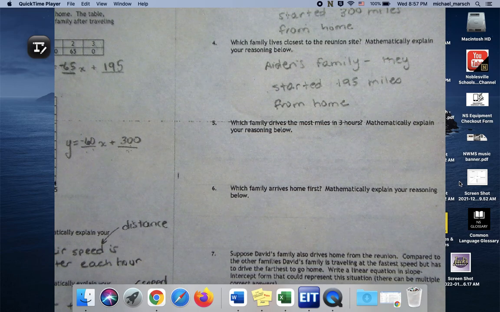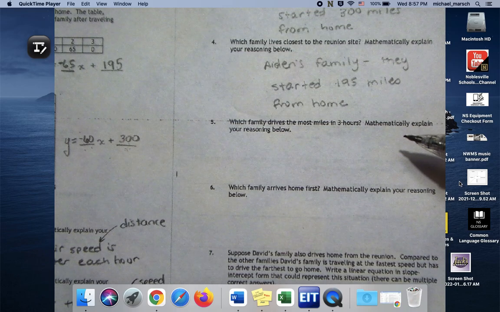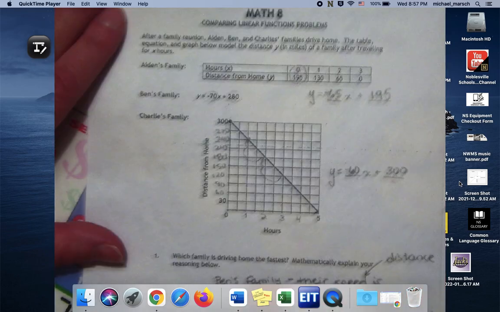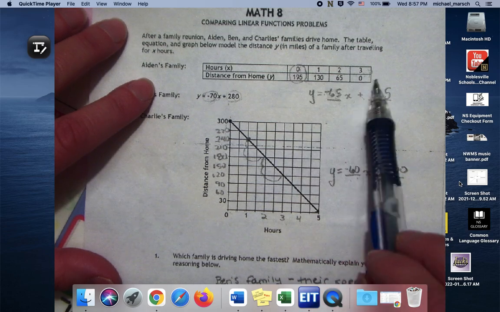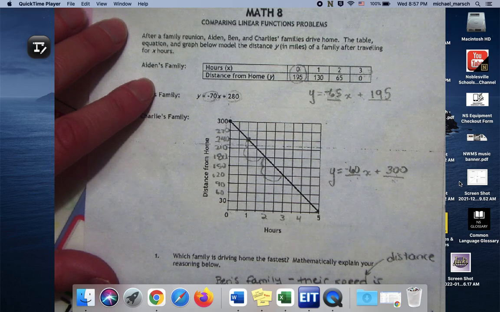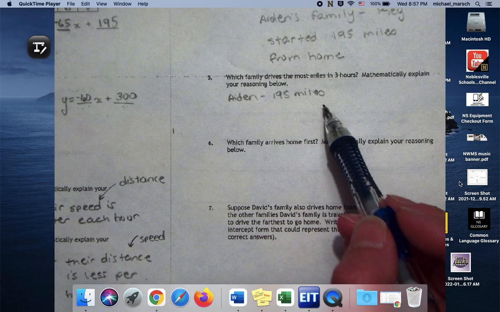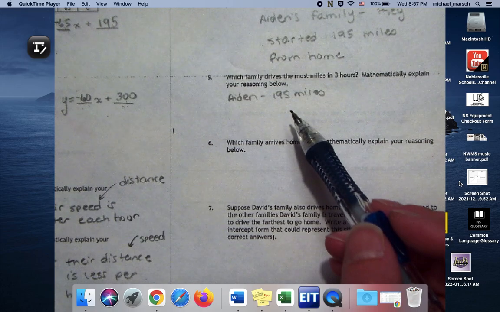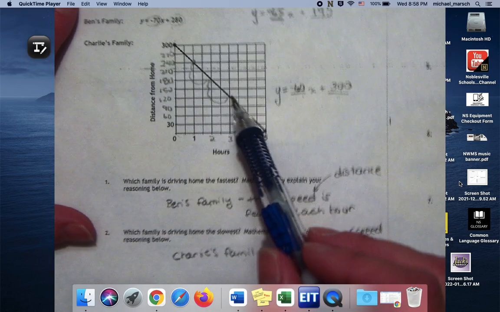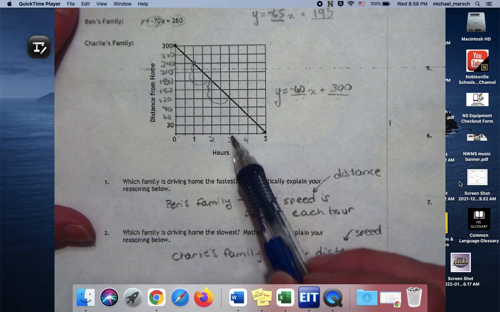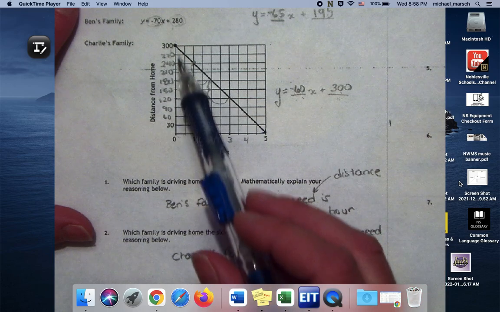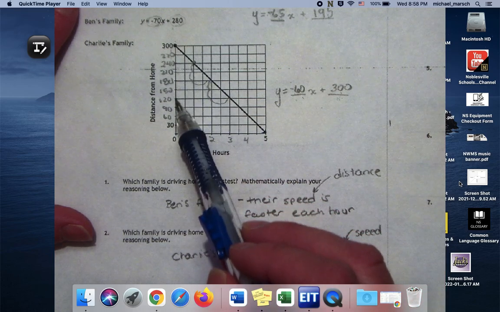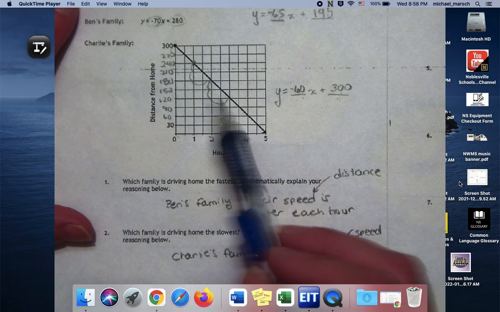Which family drives the most in 3 hours? Okay, so mathematically explain your reasoning. So we look back over here, we can see that Aiden's family in 3 hours made the whole 195 miles, because they made it home in 3 hours. When we look at Charlie's family, at 3 hours, they were still 120 miles from home because they had further to go, but that means they had gone 180 miles. They had traveled all of these miles, and 120 plus 180 gives me the 300.